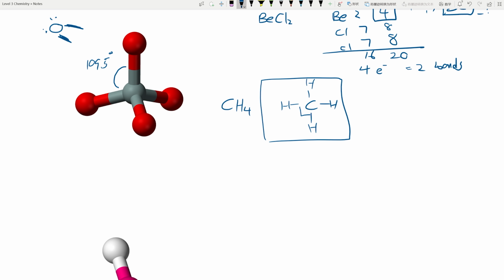Okay, so when you have four regions of electron density, and all of them are bonded, you have got a tetrahedral arrangement, and because you can see all four of them, it's a tetrahedral shape. Okay, so this is tetrahedral.